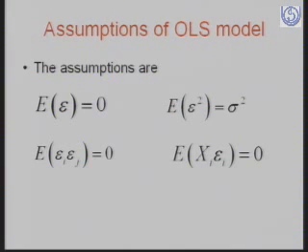We call it expectation of epsilon i, epsilon j is equal to 0. That means that the error term in the case of one observation is not dependent upon another observation. In the case of the household model that we have taken, a household survey for example, the income expenditure model that I mentioned, the relationship between income and consumption for a particular household does not depend upon another household.